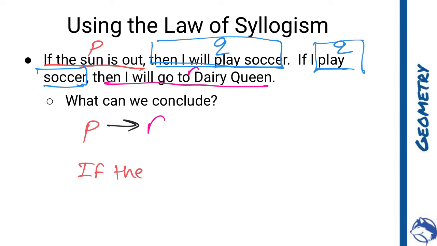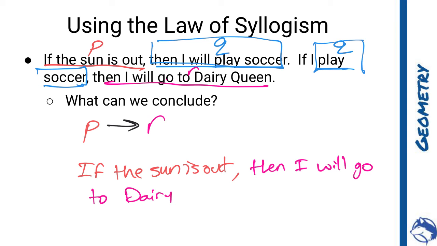So what we conclude is if the sun is out, then I will go to Dairy Queen. Basically what we're doing is canceling out the blue in the middle, the Q, because I can basically skip over it, because I know that this is going to happen after P happens. And since the playing soccer happens, I will definitely always go to R. So that's what we can conclude.